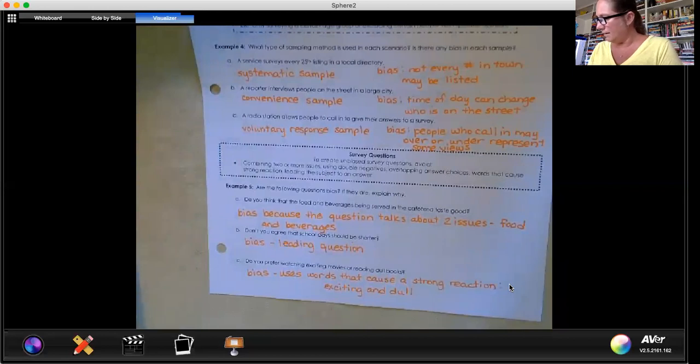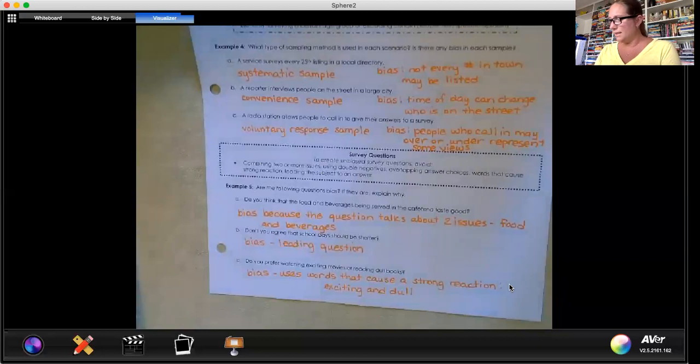Do you think the food and beverages being served in the cafeteria taste good? Well, first of all, you're talking about 2 issues, food and beverage. Second of all, you're asking them, does it taste good? Not what do you think about it? See the difference? Part B, don't you agree that school days should be shorter? That's definitely biased because you're leading the person answering the question. Don't you think? Like, don't you agree with me?